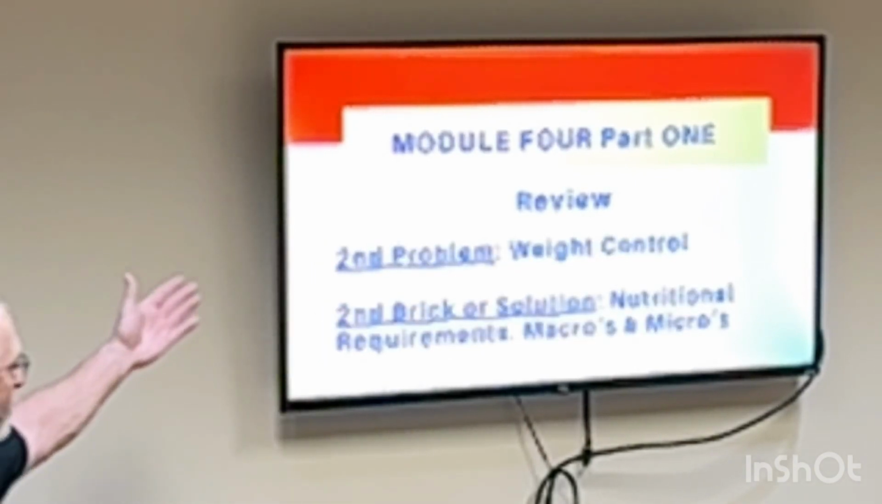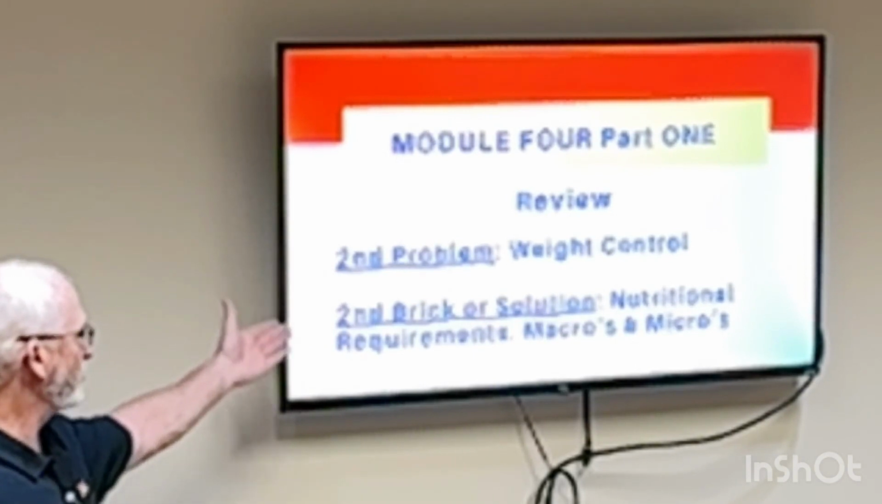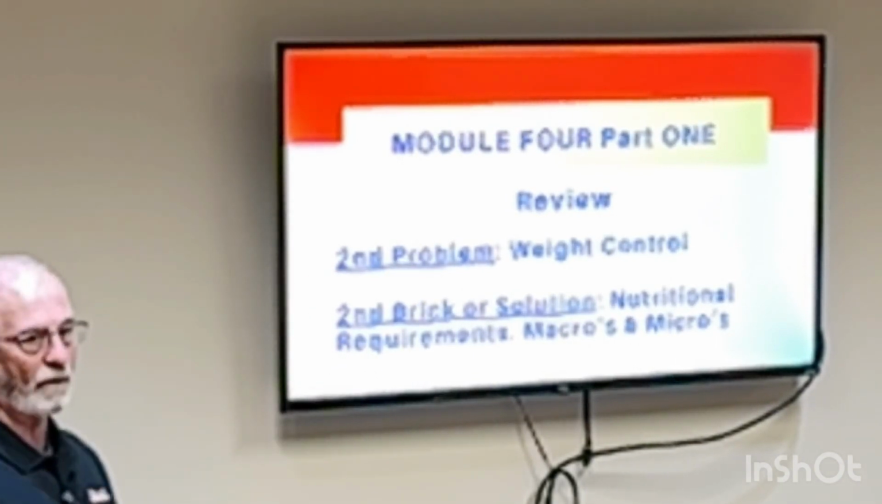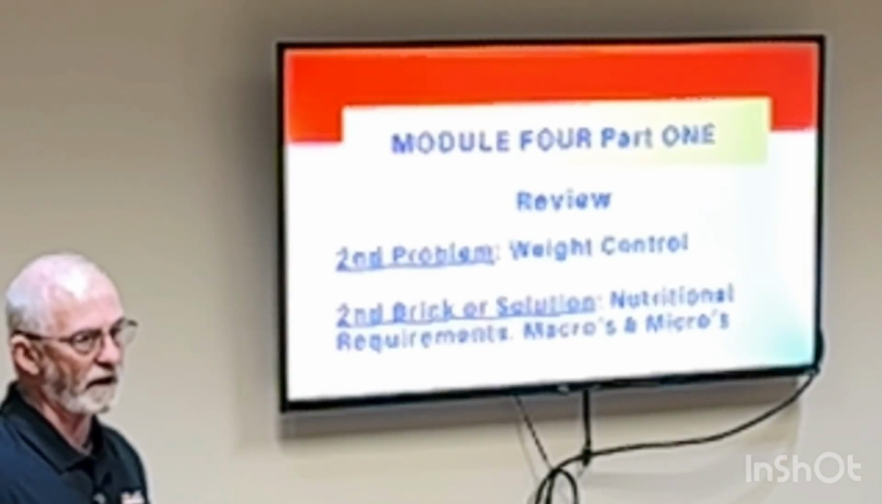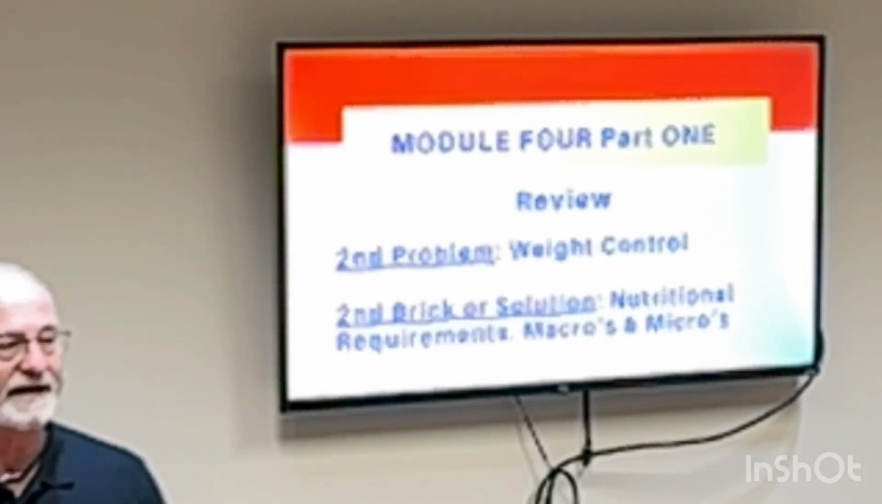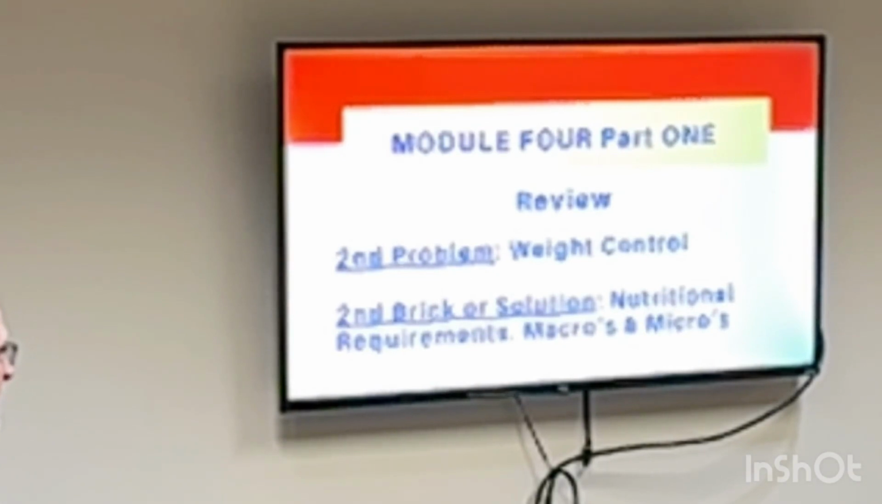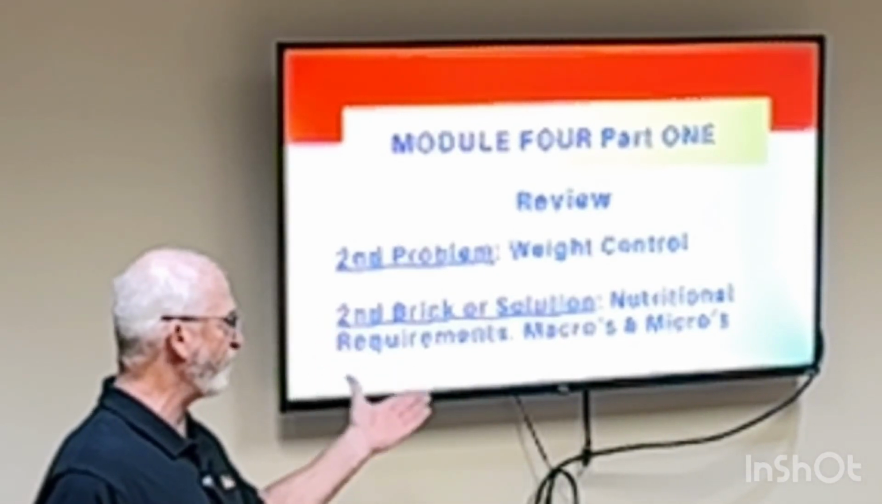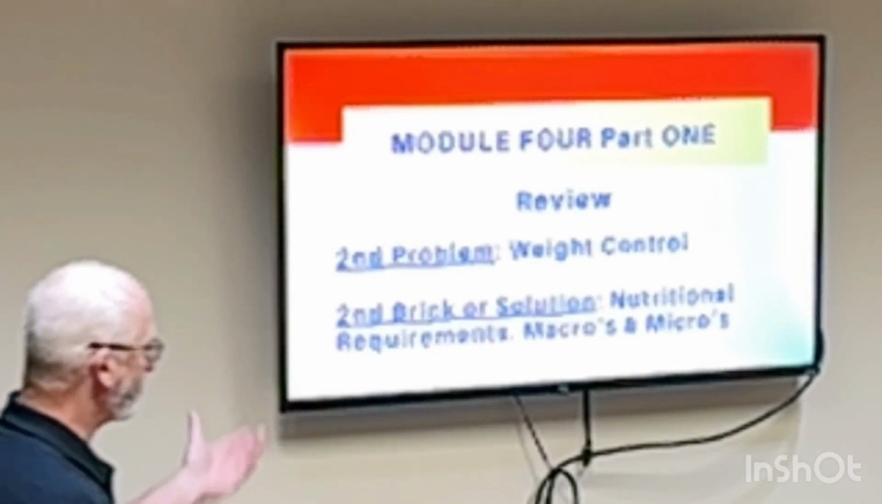The second problem was weight control. Again, the solution for weight control is nutritional requirements. Understanding what your nutritional requirements really are, not what you think they are, but finding out what your requirements are. And then using that to develop your shopping list to make sure you get enough of certain macros and micronutrients that you need in your diet.